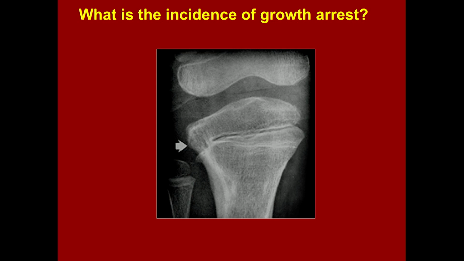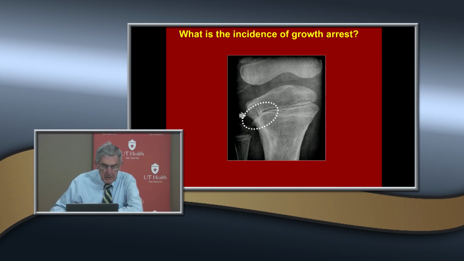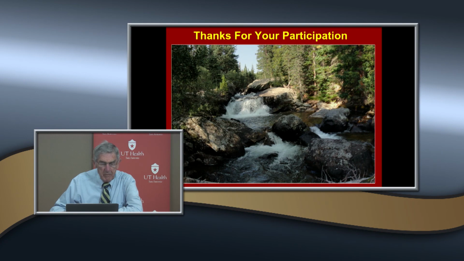So what's the incidence of growth arrest in this fracture? I know it's less than the distal femur. Yeah, right. It's much less than the distal femur. It's very rare, but it occurs about 14 to 24%. So, thank you very much for your participation. You did well.